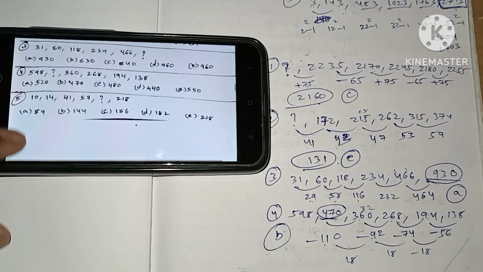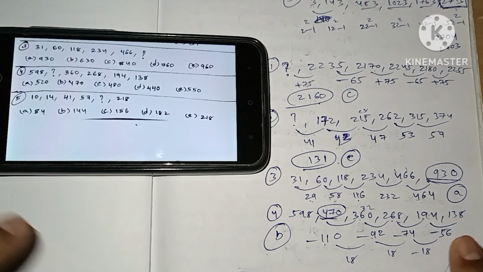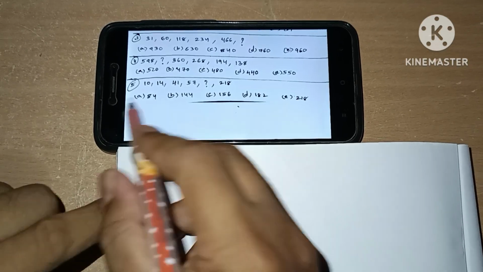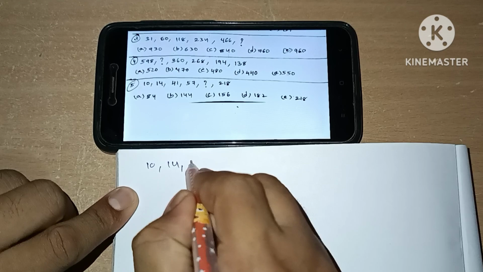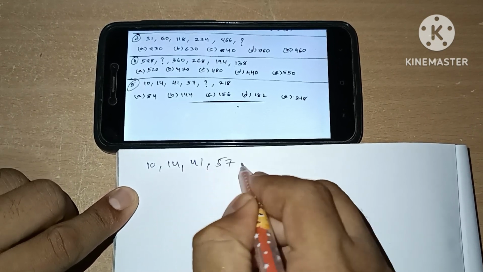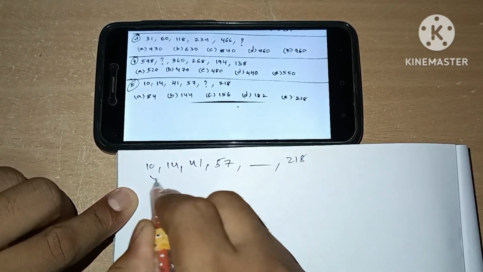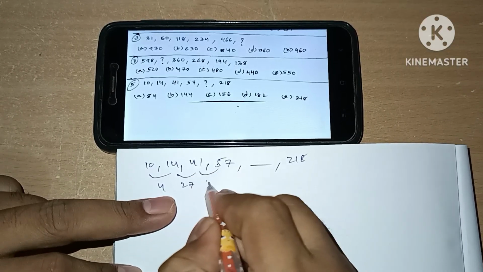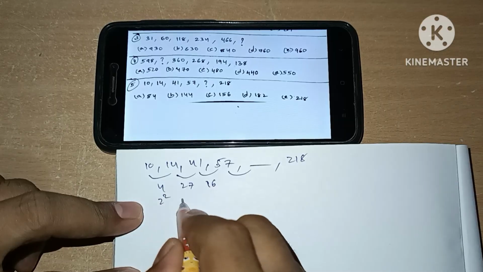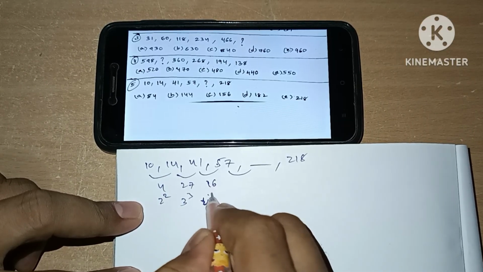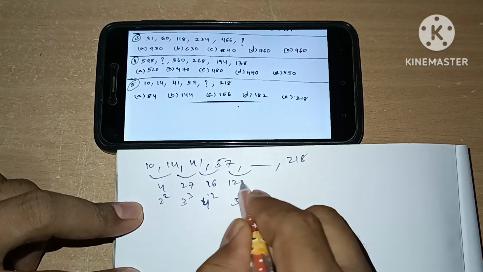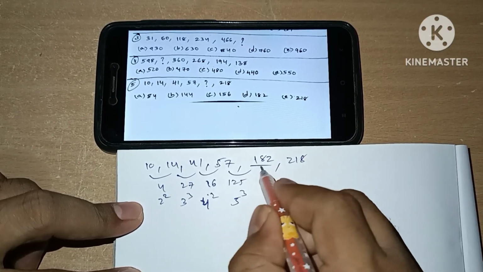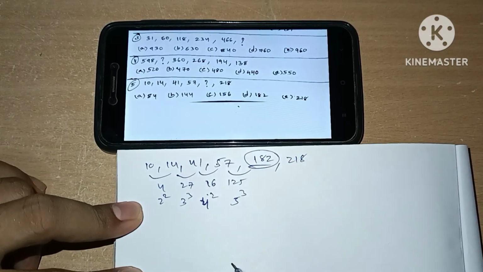Next, fifth question, 10, 14, 41, 57, dash, 218. Here the difference is 4. Here the difference is 27. Here the difference is 16. This is 2 square, 3 cube, 4 square. Next one must be 5 cube, which is 125. 57 plus 125 will be 182. So the answer is 182. Option D is our answer.